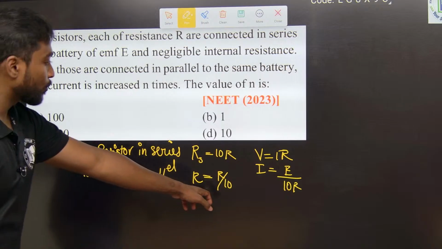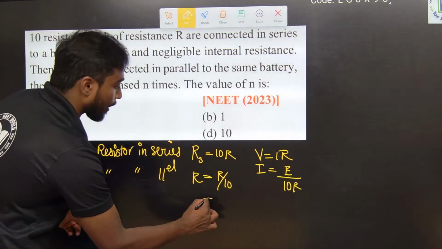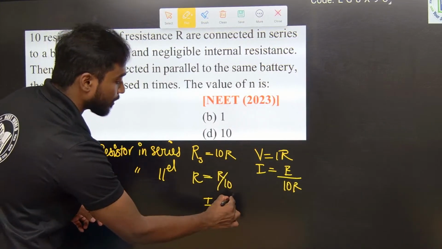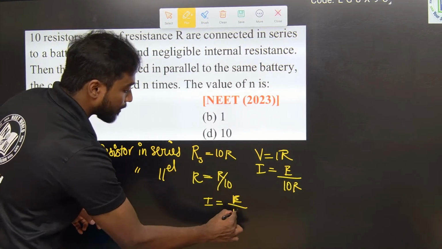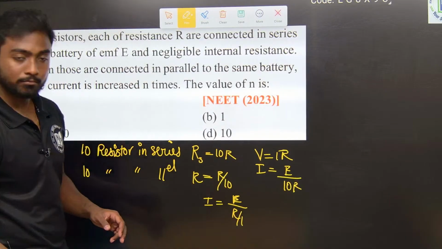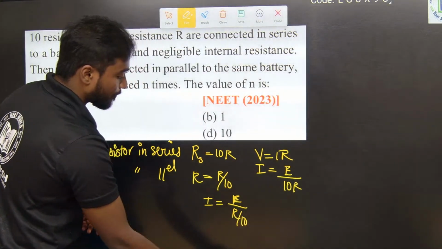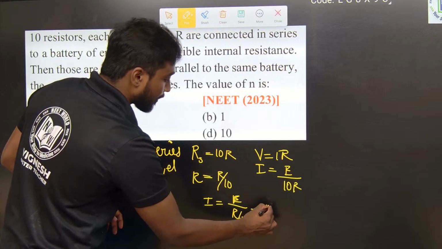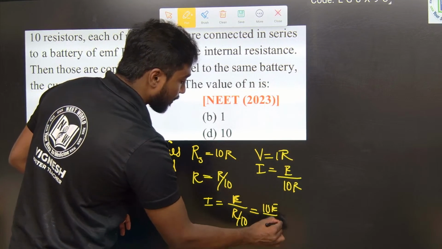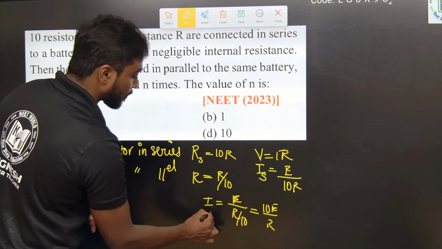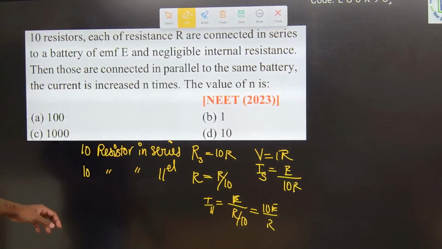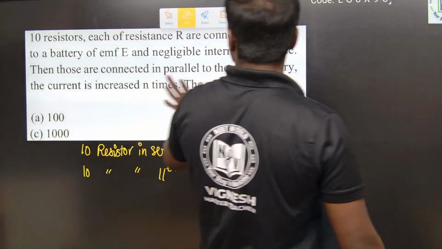Yeah, for this also I need to get the current. So I is equal to E by R by 10, right? R by 10. Where it will become 10E by R. This is for series and this is for parallel. So they are asking about the parallel to this.